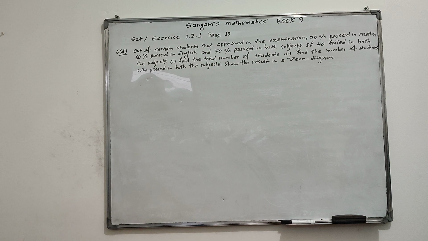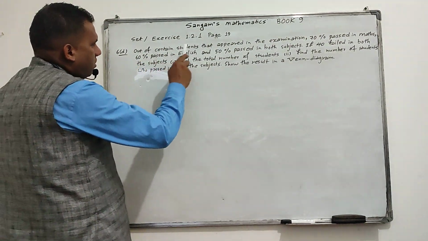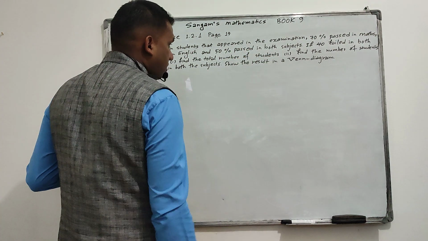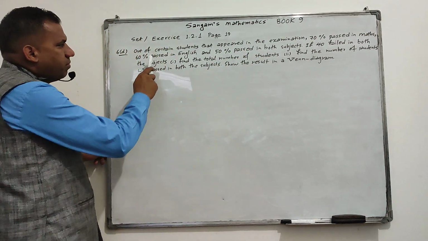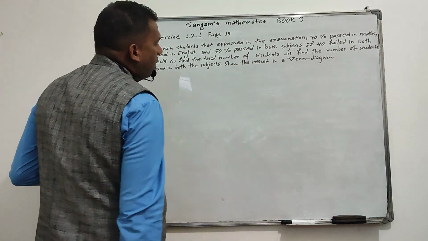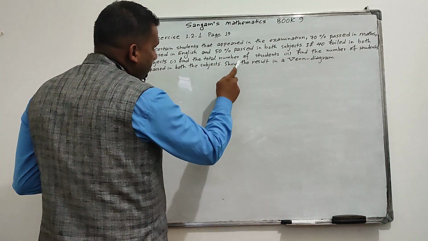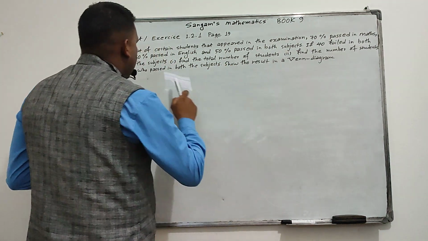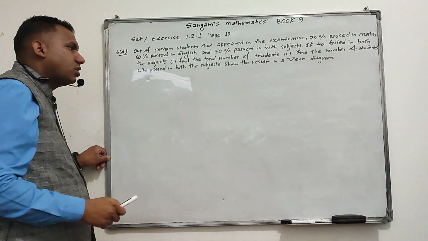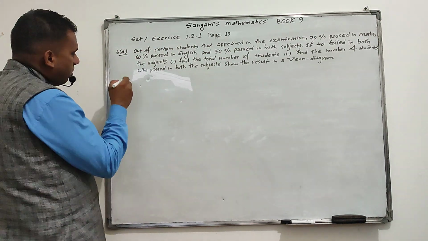Okay students, now next question. Question number 6D. Out of certain students that appeared in the examination, 70% pass in math, 60% pass in English, and 50% pass in both subjects. If 40 fail in both the subjects, find the total number of students. Find the number of students who pass in both the subjects. Show the result in a Venn diagram. Now the solution.